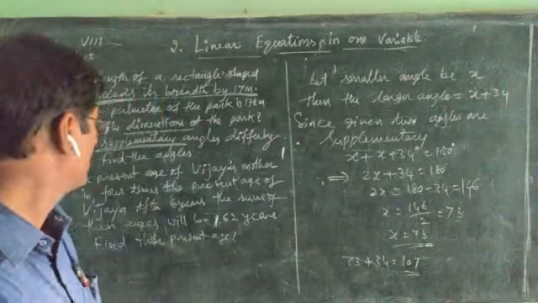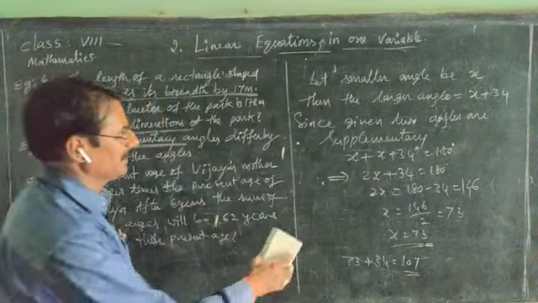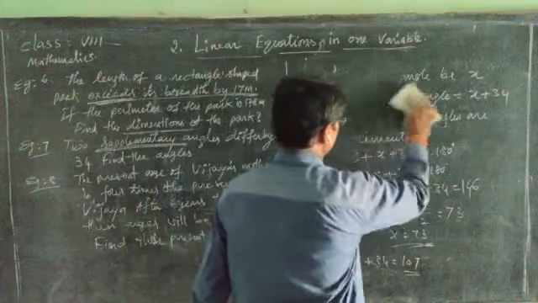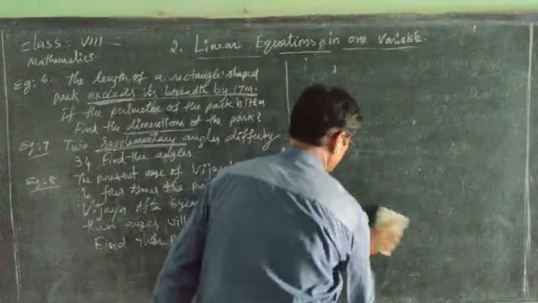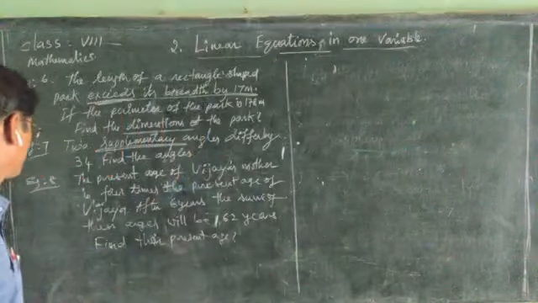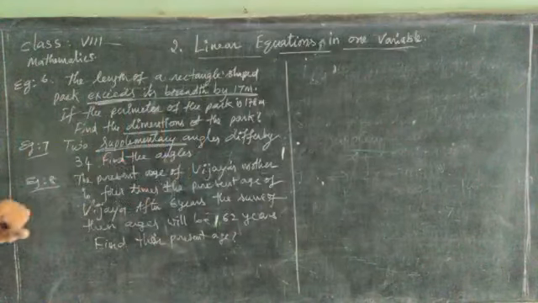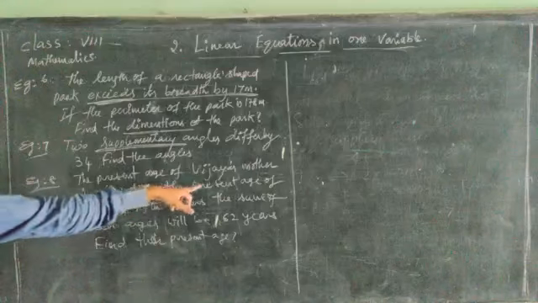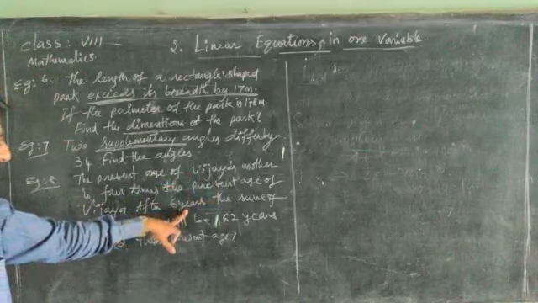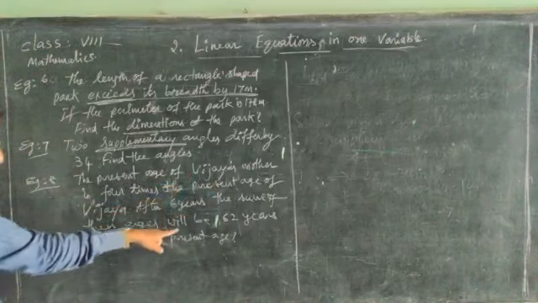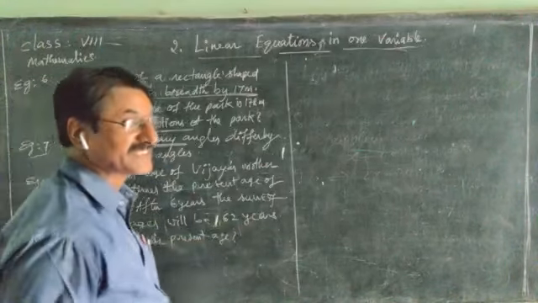Next, see example 8, it is one of the important examples. The present age of Vijaya's mother is 4 times the present age of Vijaya. After 6 years, the sum of their ages will be 62. Find their present ages.